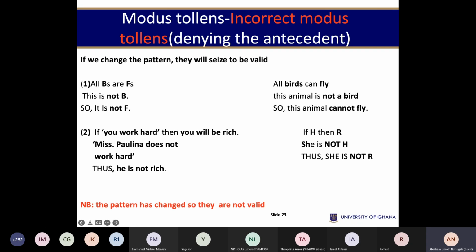So all birds can fly. Let me take that first example again. This animal is not a bird, so this animal cannot fly. This argument will cease to be valid because you have changed the pattern for modus tollens. So in this case, you are no longer denying the consequence, but rather you are denying the antecedent. Hence, the argument will cease to be valid.